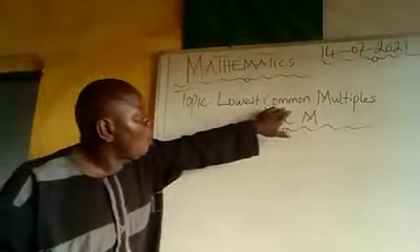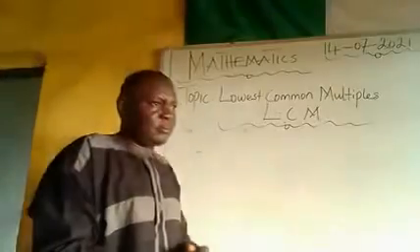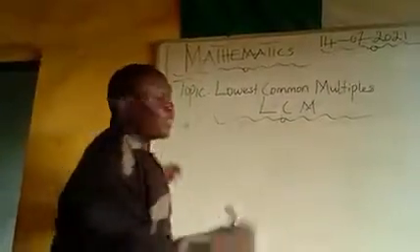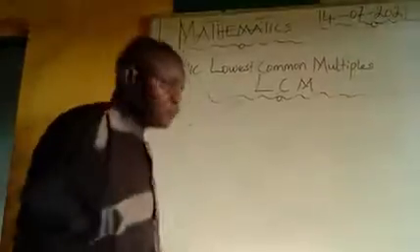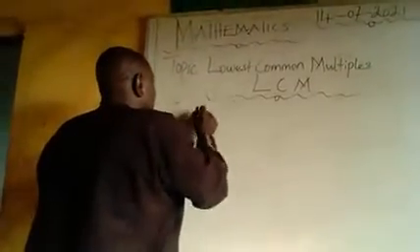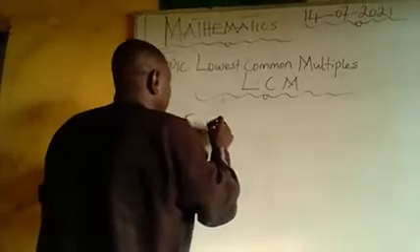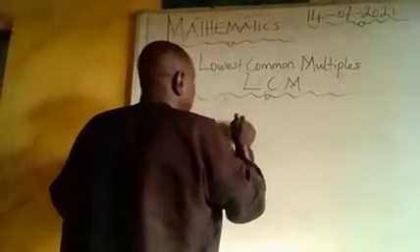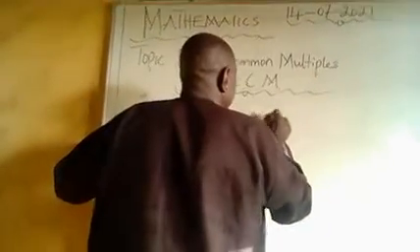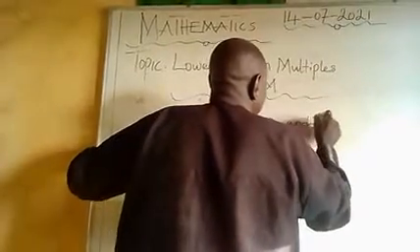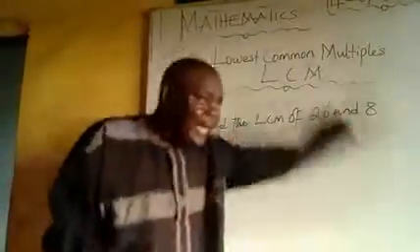Topic: Lowest common multiples, LCM, or least common multiples. At this point in time, I am going to set a problem and it has to be solved. Find the LCM of 20 and 8.